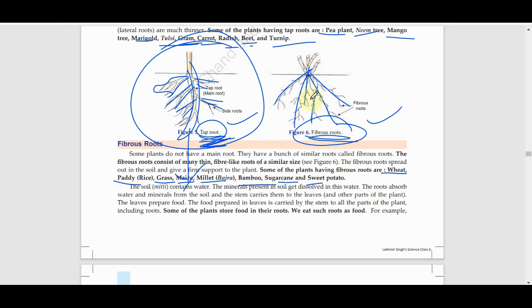Okay, so fibrous roots have very small and similar size structures. Their plants do not grow strongly. Okay, so I think you got the meaning of it.